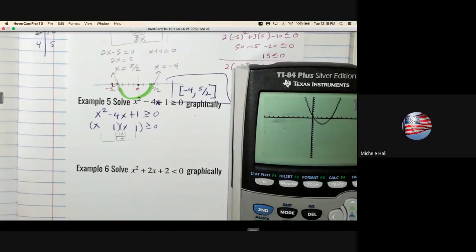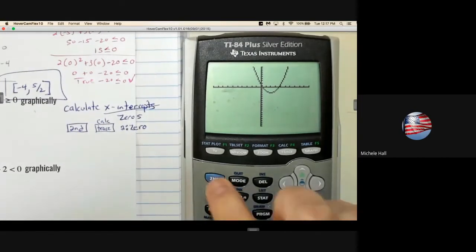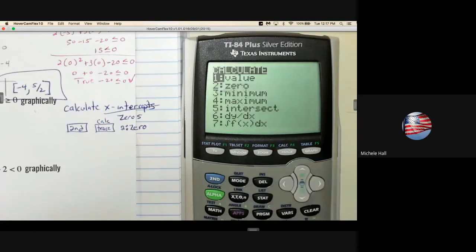All right, solve this graphically. Well, we want to find those intercepts. We need to calculate these x-intercepts. Again, we're going to go to second calculate, but this time, instead of intersection, we're looking for zero. Zeros means the x-intercept. Second, calculate number 2.